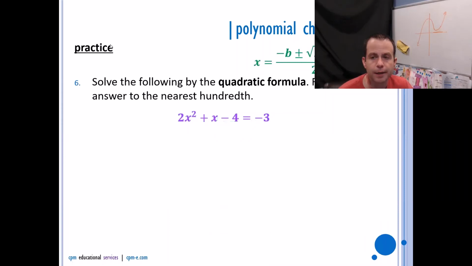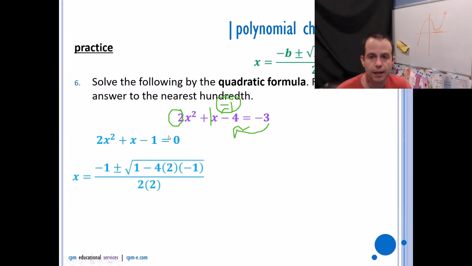So solve this guy by the quadratic formula. So this time, this is A. So A is 2, B is 1. And we've got to get this guy over here first, right? We've got to add 3 to both sides. So that's actually going to be a -1. So C is -1. Okay. So I wrote that as equal to 0. Just like with factoring, you can't do the quadratic formula unless it equals 0.